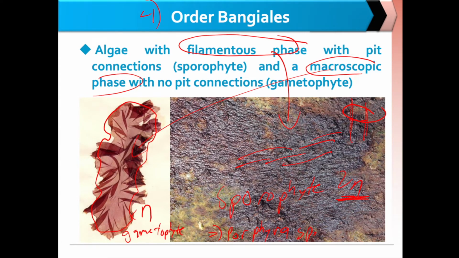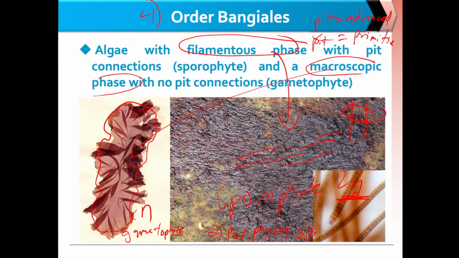But for the case of this Porphyra, you can't really say if it's advanced or not advanced because the sporophyte base has a pit connection while your gametophyte base has no pit connection. So para siyang halfway there. But yeah, you will learn later on that when you have a pit connection, usually that is the more advanced version. When we don't have a pit connection, that's primitive. So yeah, that's your filamentous base of your Porphyra sp.